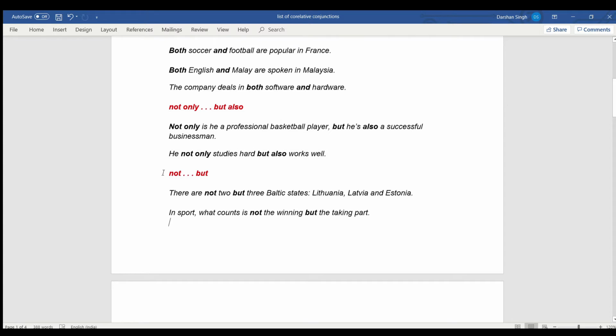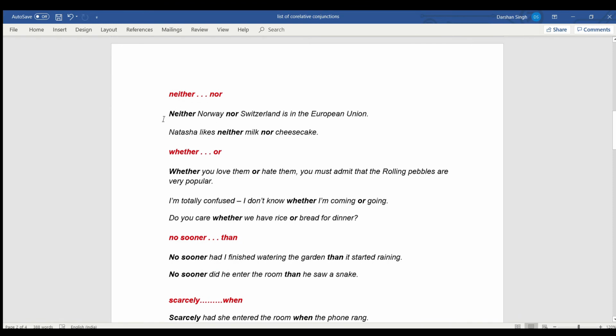The next one is not and but. There are not two but three Baltic states: Lithuania, Latvia, and Estonia. The next one says, in sport, what counts is not the winning, but the taking part. Next one is neither nor. Neither Norway nor Switzerland is in the European Union. So when you are not choosing both options, you use this correlative conjunction neither and nor. Natasha likes neither milk nor cheesecakes. This means that Natasha does not like milk and she also doesn't like cheesecake.